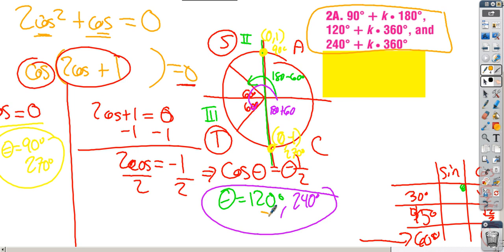So 120 plus rotations of 360. That's what this says right here. Plus however many rotations of 360 you want to do. And they didn't do plus or minus because k can also be negative. You could do clockwise rotations.